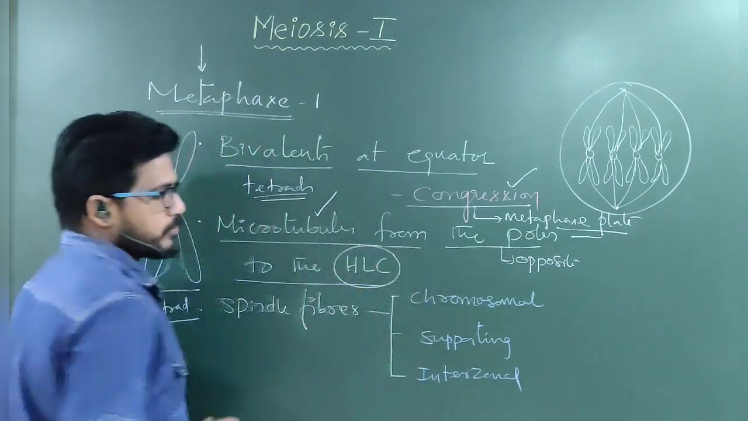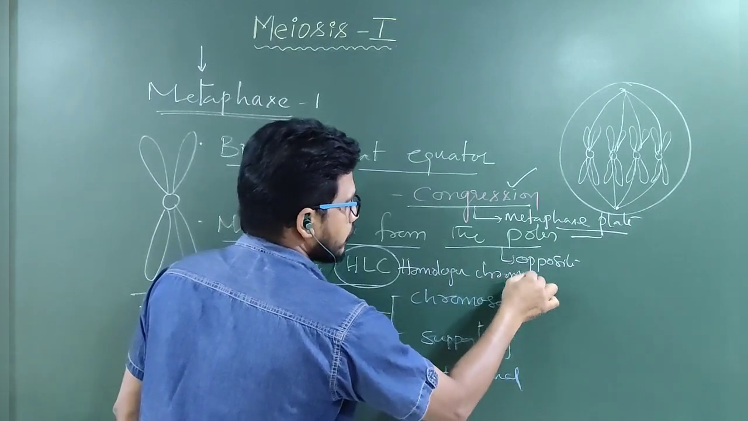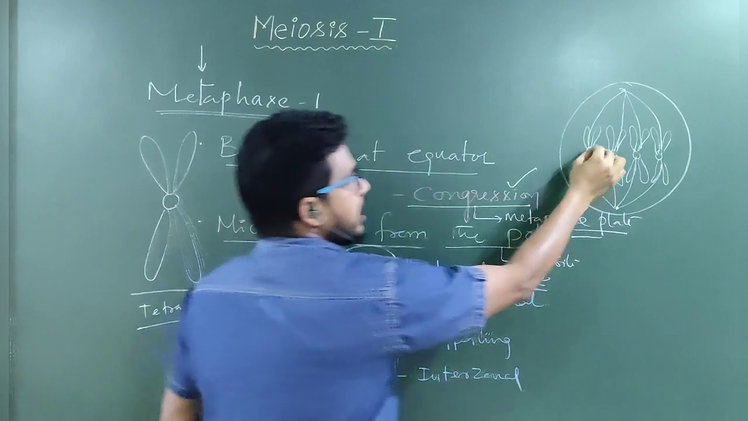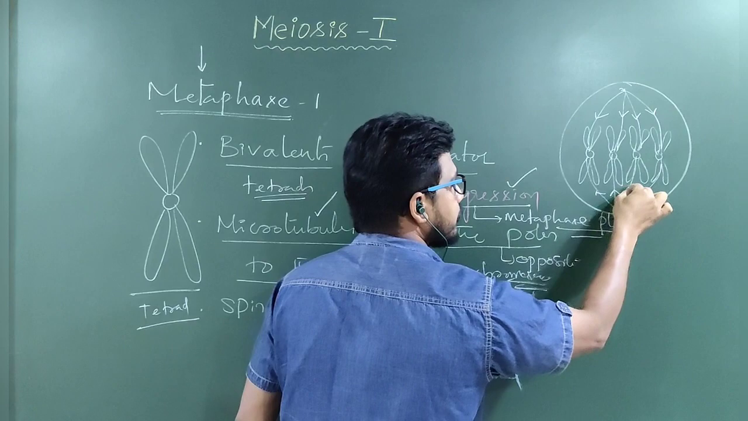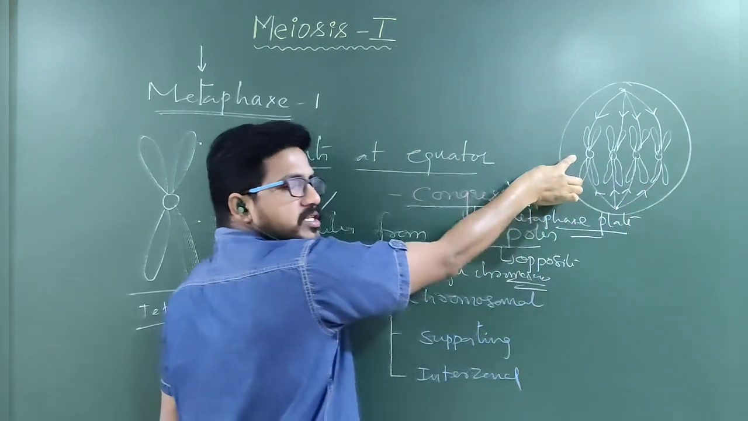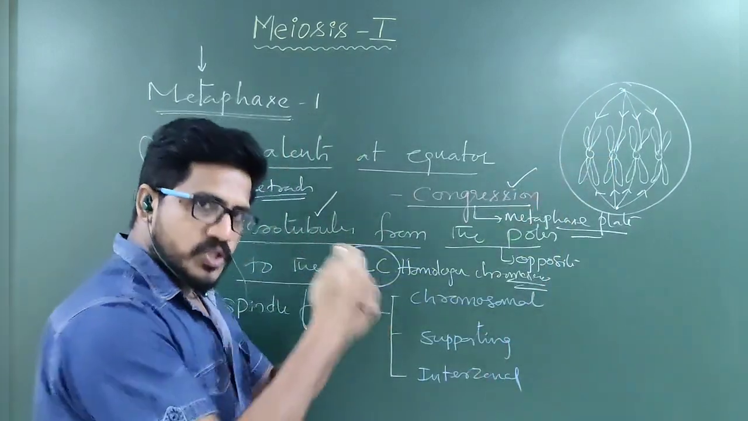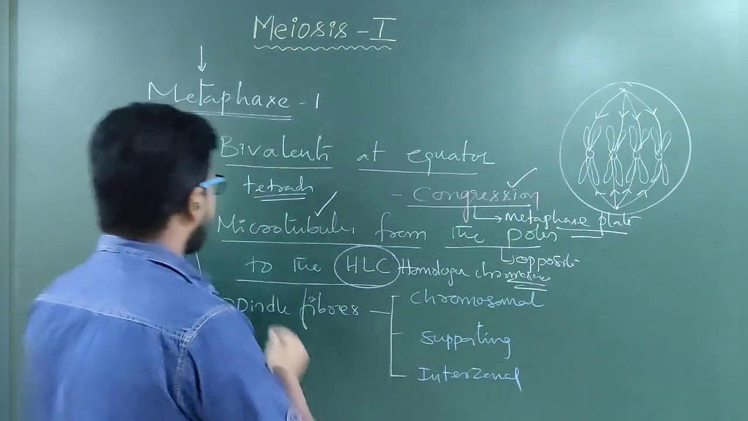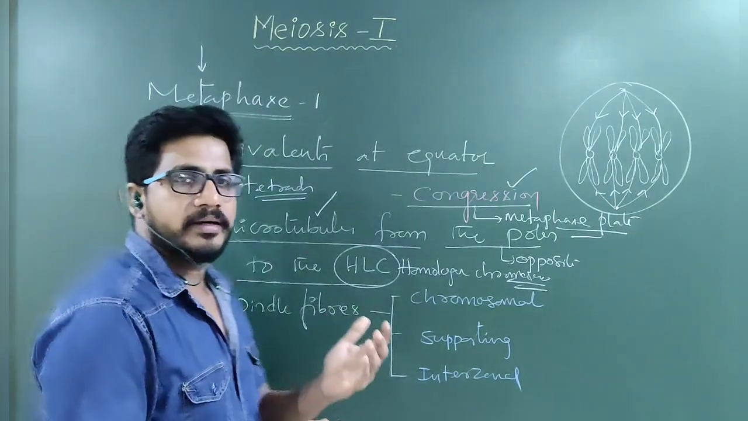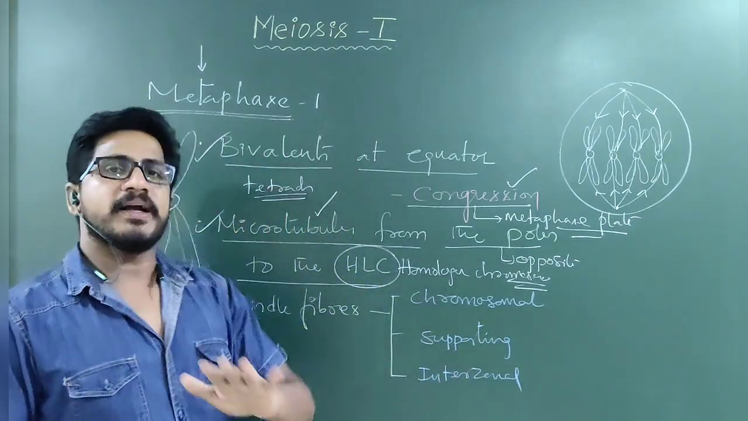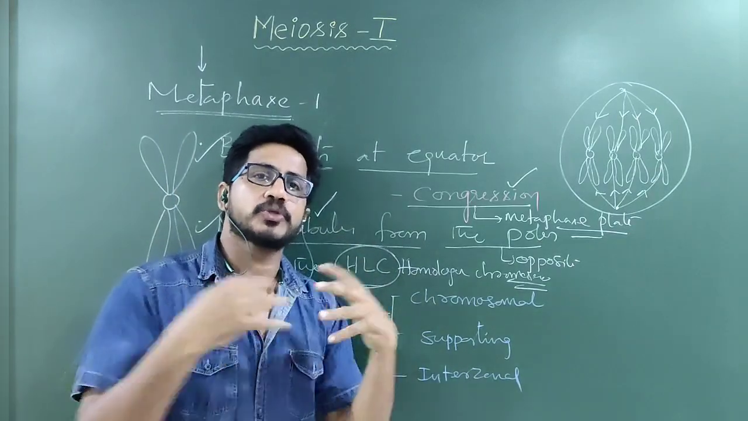towards the homologous chromosomes. HLC means what? Homologous chromosomes. So these are homologous chromosomes. This direction I am telling you like this. Clear? From this pole towards the homologous chromosome, as well as the opposite pole also providing spindle fibers towards the homologous chromosomes. That is the second initiative. After bivalent formation at the equator, called the metaphase plate, once the metaphase plate is formed, spindle fibers are formed from the opposite poles towards the chromosomes.